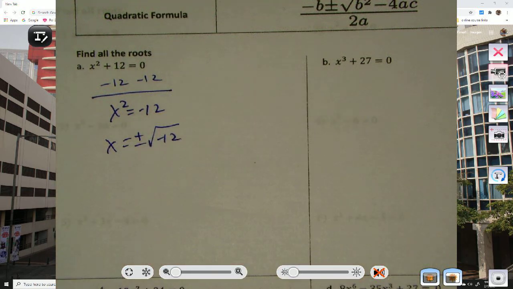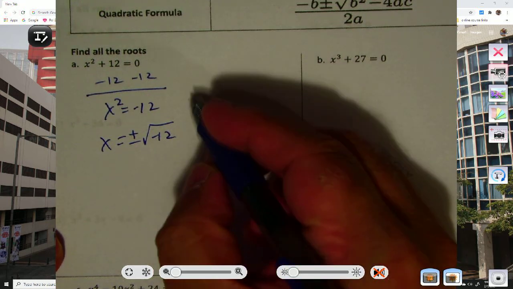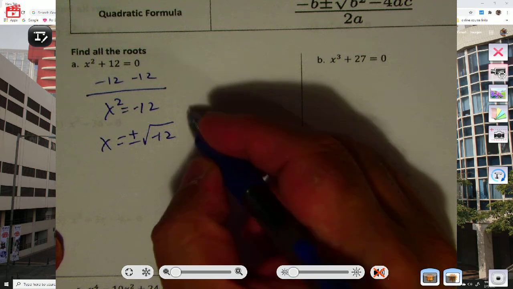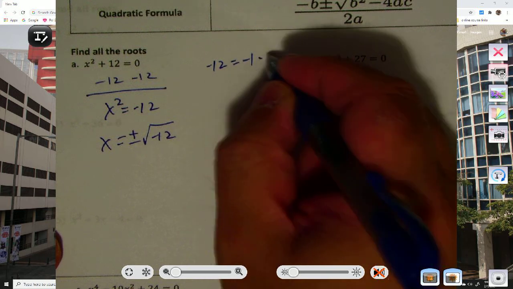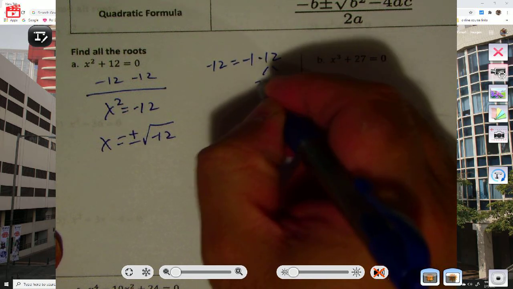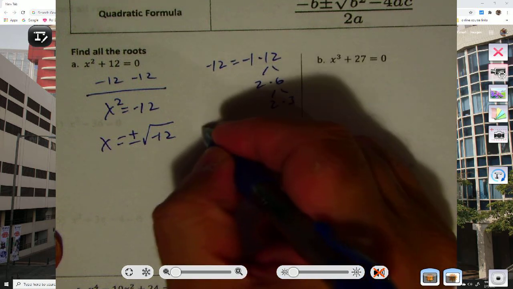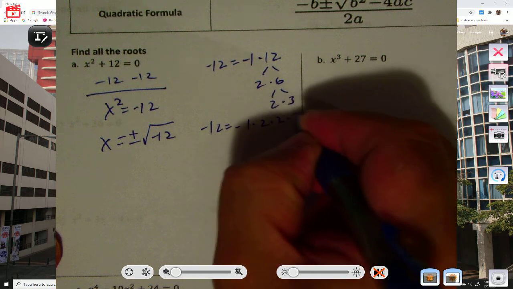Now here it goes back to the old days when we had to simplify this. Negative 12 is the same thing as negative 1 times 12. And then 12 is 2 times 6, and then 6 is 2 times 3. So negative 12 is the same thing as negative 1 times 2 times 2 times 3.